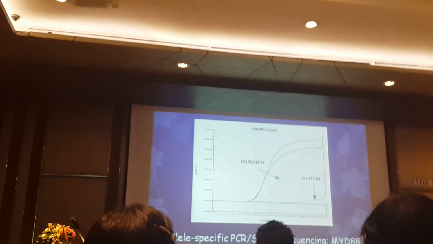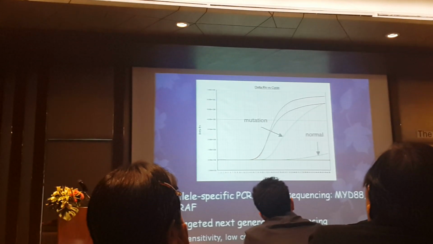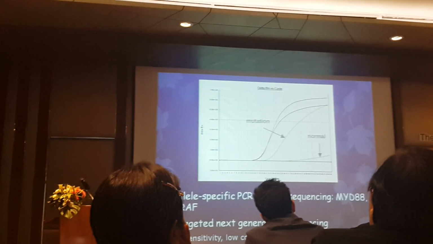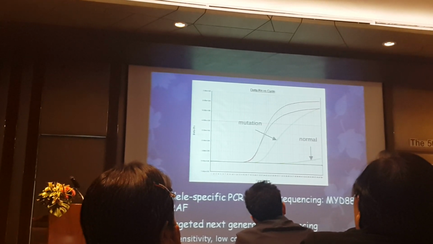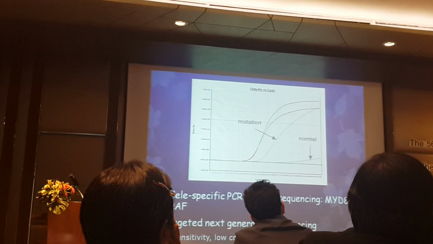Secondly, instead of detecting one mutation, suppose you want to look at multiple mutations. As you know, diffuse large B-cell lymphoma of the ABC type can signal through the B-cell receptor signaling pathway.